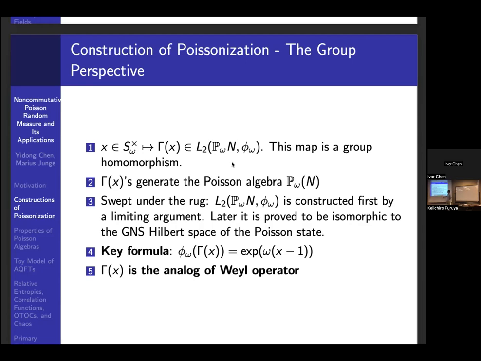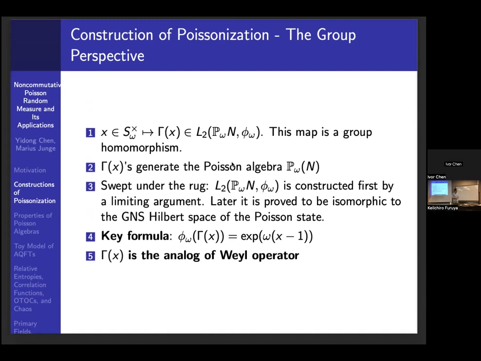I said here gamma x is the analog of Weyl operators, but perhaps it's more helpful for us to come back to this point when we talk about the infinitesimal approach. Is there a simple multiplication rule for gamma of x? Yeah. That's why I said gamma is a group rule.